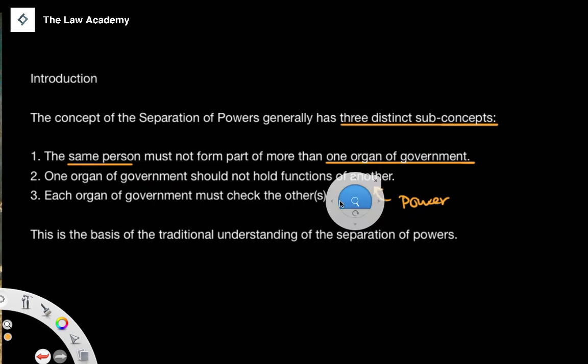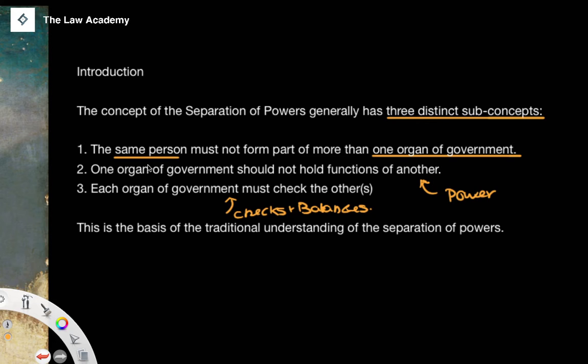So if you have power in one specific type of government, that institution shouldn't also have the power to do something that would be classed as another function of government. Thirdly, each organ of government must check the others. So this implies a system of what we call checks and balances. So not only do they have to be distinct organs of government that have separate people in each separate organ, not only must these organs of government not share power effectively with each other, but to ensure that they are completely separate, they must also check the powers of the other organs of government.